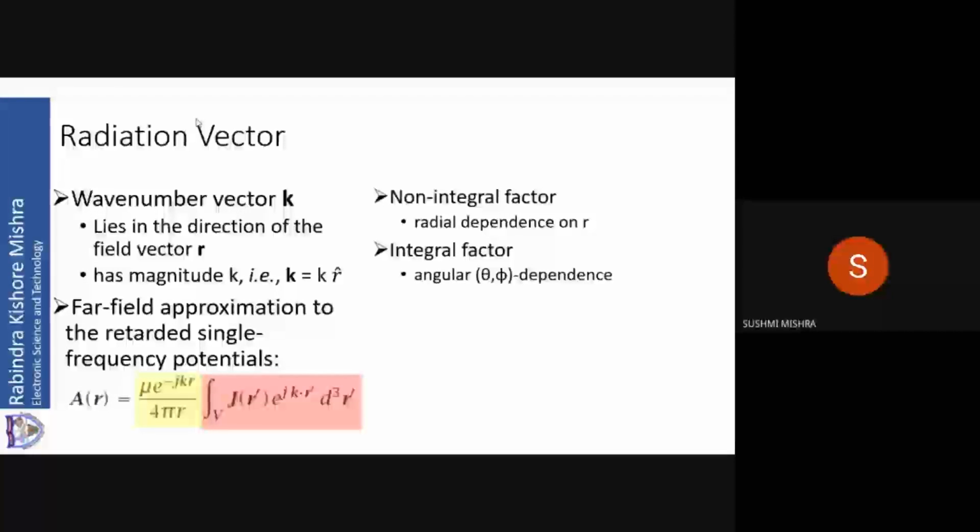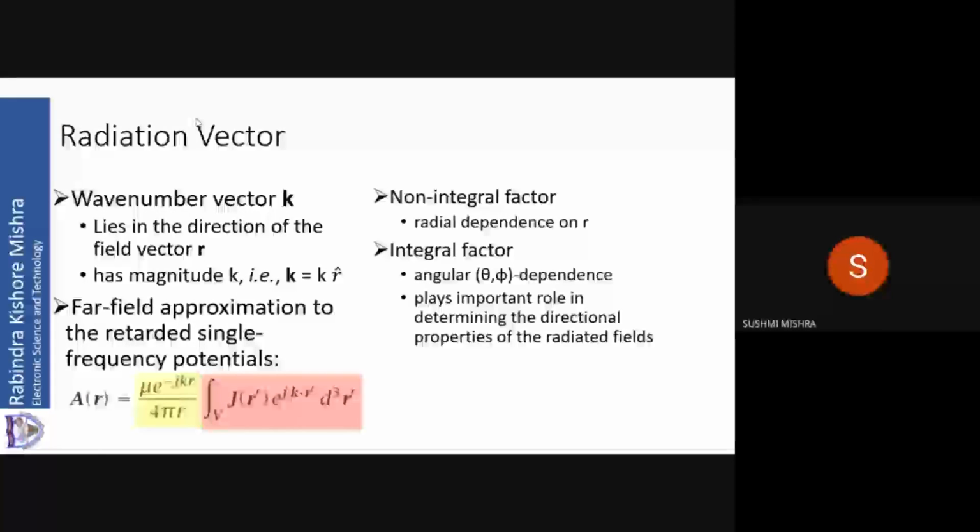So this plays an important role in determining the directional properties of the radiated field. Which one? The pink portion, right? The yellow portion, or the non-integral factor, has no role in determining the directional properties. Directional properties completely depend on the integral factor, right?